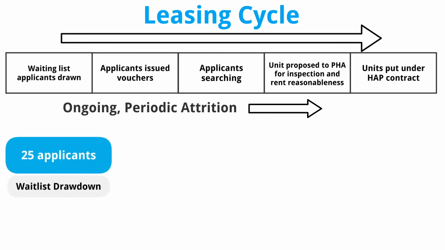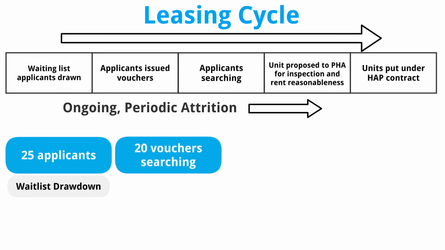Upon contacting those households, staff learns that some of the households have moved to another jurisdiction, while others may no longer be eligible for assistance for various reasons. So, of those first 25 households pulled from the wait list, only 20 are eligible and ready to identify an eligible rental unit. Staff will then brief those 20 households and issue a voucher to begin the house search process.